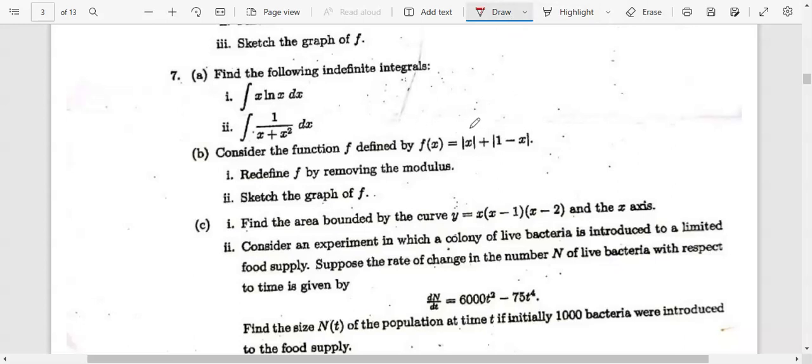Oh, nice. Okay, consider the function f defined by f of x being equal to the absolute value of x plus the absolute value of 1 minus x. Redefine f by removing the modulus. So it's a nice question.